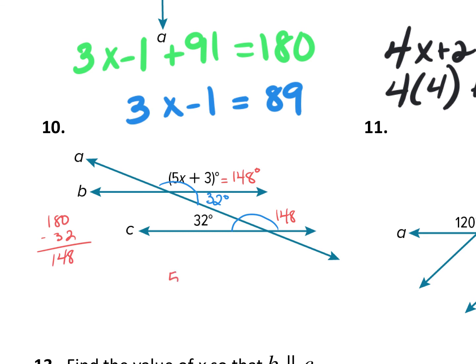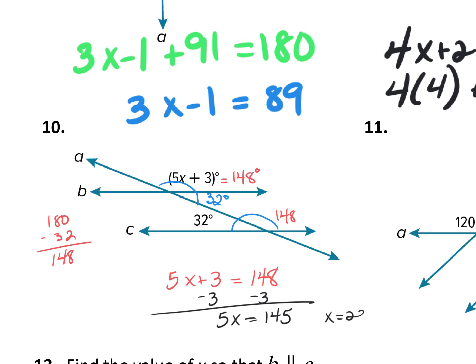Now I can solve 5x plus 3 equals 148 degrees. Subtract 3 from both sides. I get 5x is equal to 145. And then, of course, my last step would be to divide 145 divided by 5 to get x equals 29. Okay.